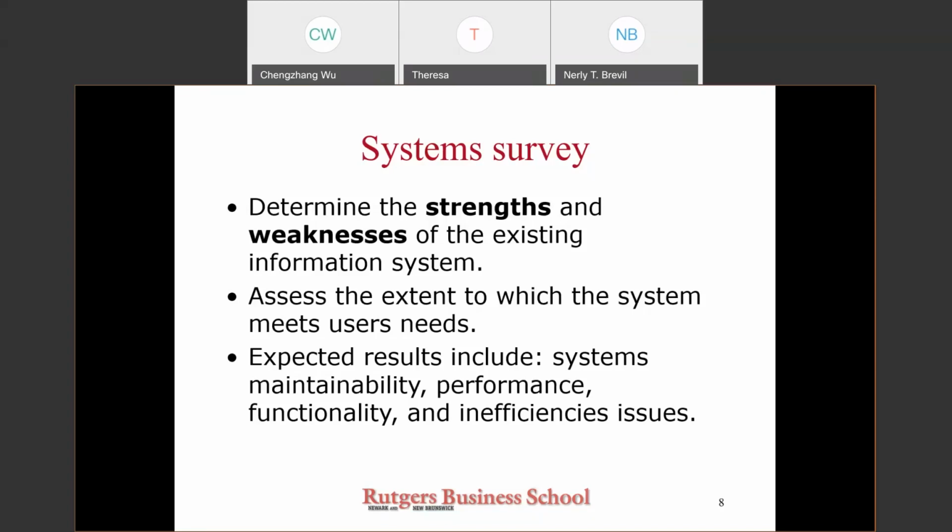A possible outcome of a system survey is the finding that users are not aware of the system's capabilities. Problems identified by users may be due to their lack of understanding of how to use features that are already programmed in the system. The solution to such a problem is simply to train the users rather than to build a new system.